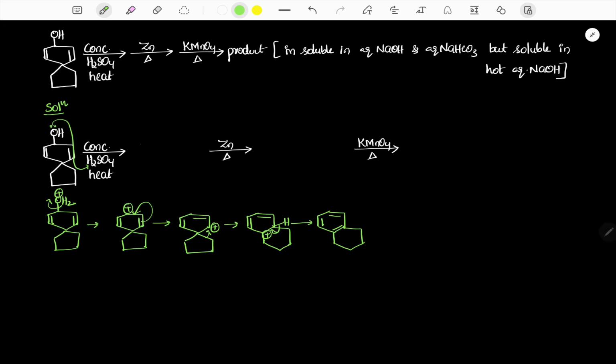So here the product, when it is heated with the zinc, is a hydrocarbon. When it is heated with the zinc, nothing will happen. So after KMnO4 there is no reaction.